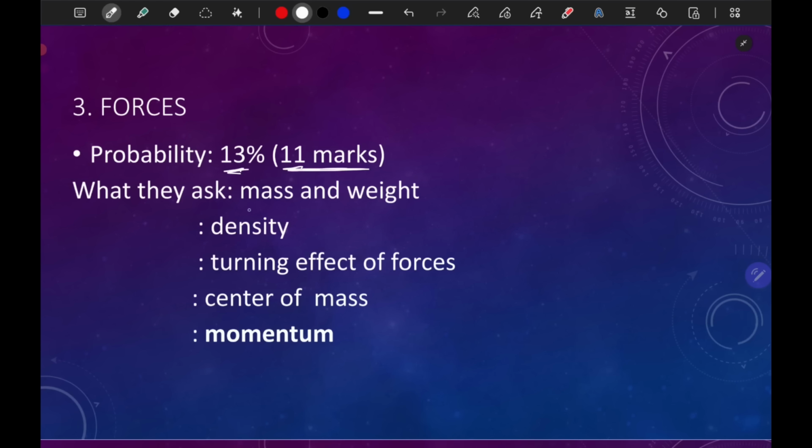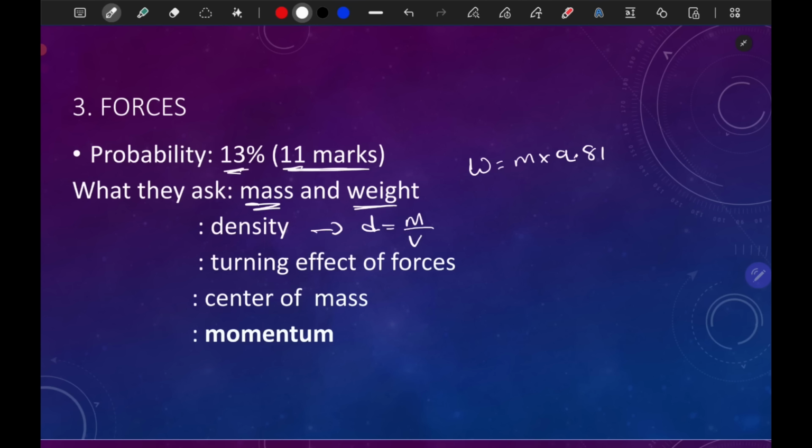So usually there's mass and weight. So know how to calculate weight from mass. So weight is mass times 9.81 basically. So these mass and weight questions usually are connected to the motion questions. So maybe if there's a motion question, expect also a mass or weight question. The next one is density. Haven't seen that much, but then also know the formula. Density equals mass over volume.